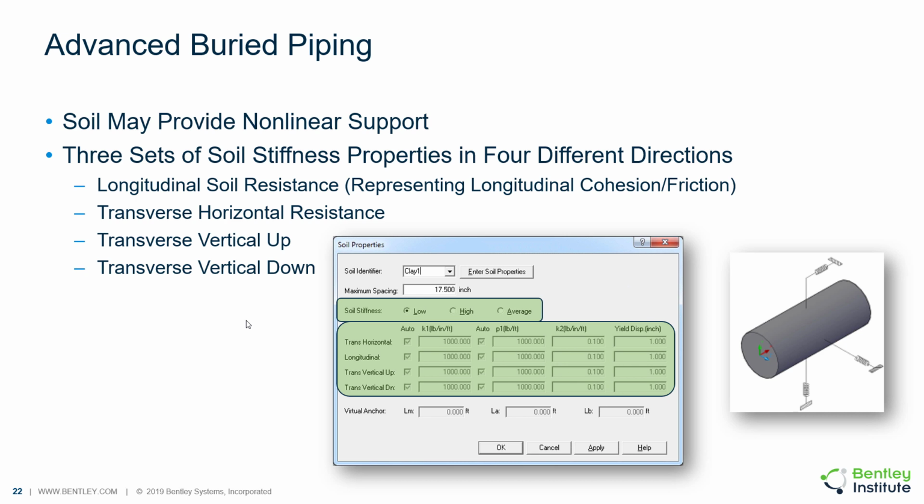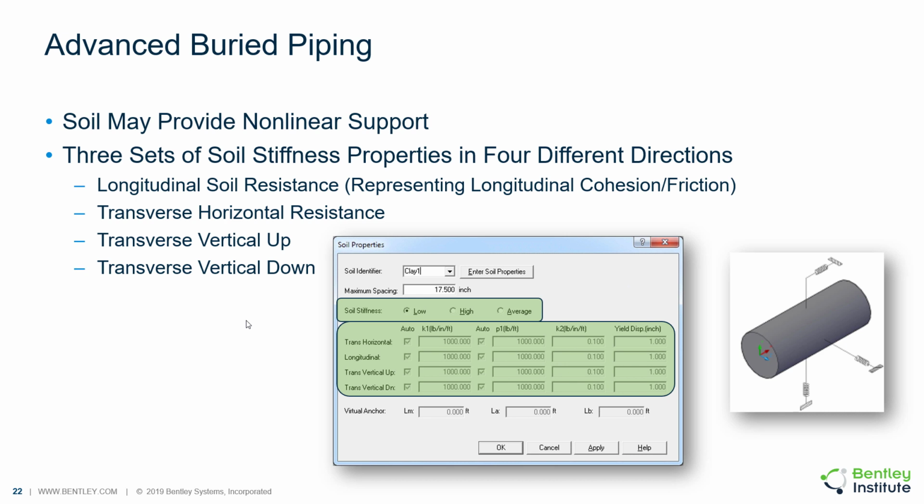You can define separate properties for the longitudinal soil resistance, which represents the longitudinal cohesion, for the transverse horizontal resistance, and for the transverse vertical resistance. And in the vertical direction, you can assign different properties in the upwards and downwards direction, which can account for differences in maybe uplift behavior or downwards bearing behavior. You're able to control the spacing of the soil springs inserted by AutoPIPE, as I showed you, by modifying the soil spring spacing.